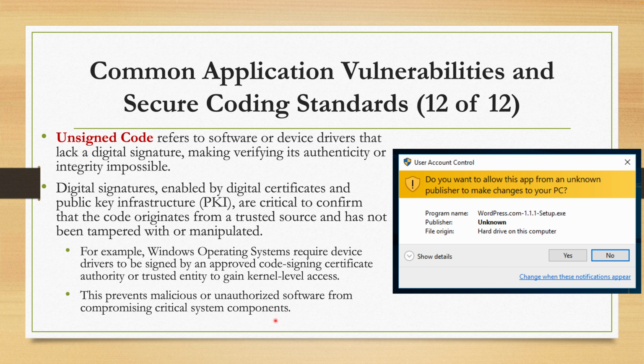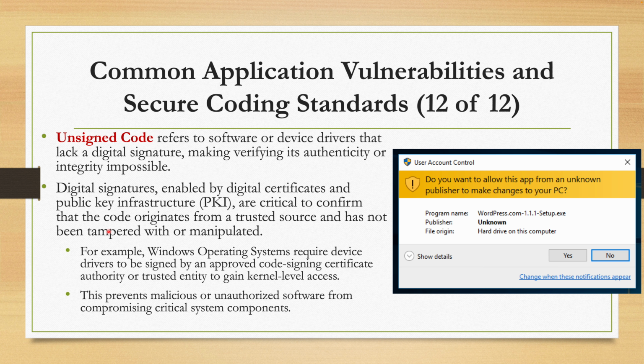Now, the thing that you need to know is that unsigned code poses a significant risk because attackers can distribute malware disguised as legitimate software without a signature. The problem here is a user who accepts to install something without verifying the signature. Basically, the users have no way to confirm its origin or integrity. And if they say okay to install it, then they are introducing a threat to their system.